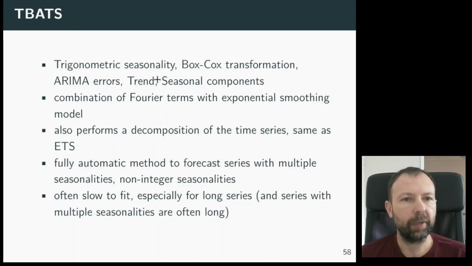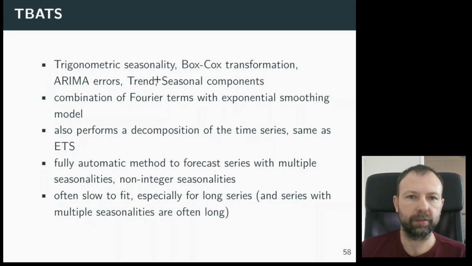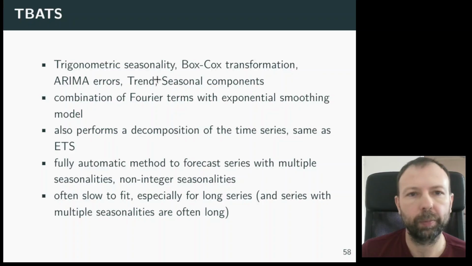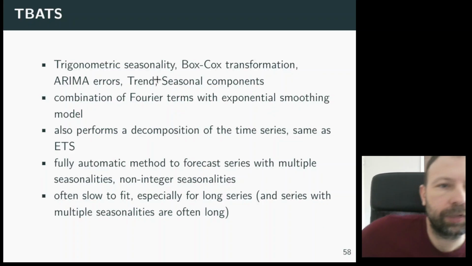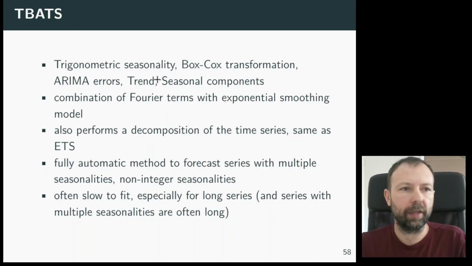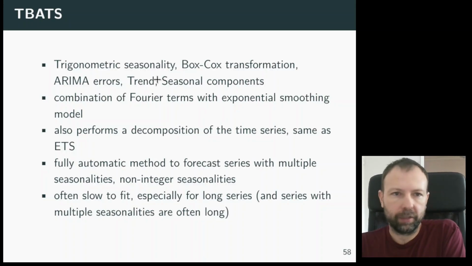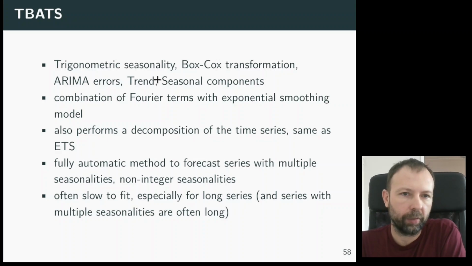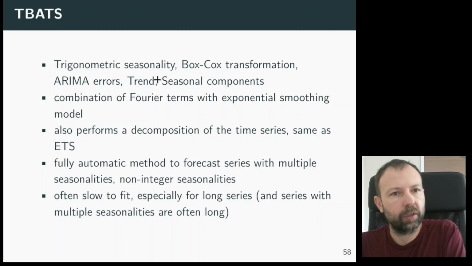traditional method. TBATS stands for trigonometric seasonality, Box-Cox transformation, ARIMA errors, trend, and seasonal components. Okay, by now, hopefully you know what most of these things are. So ARIMA errors, that's just you run an ARIMA on your errors. Trend, seasonal components, you extract components. Box-Cox transformation, we've seen that. And now trigonometric seasonality, that means you use kind of sine and cosine terms to model seasonality. And these are called Fourier terms. Yeah, and so it is basically a combination of Fourier terms with exponential smoothing.